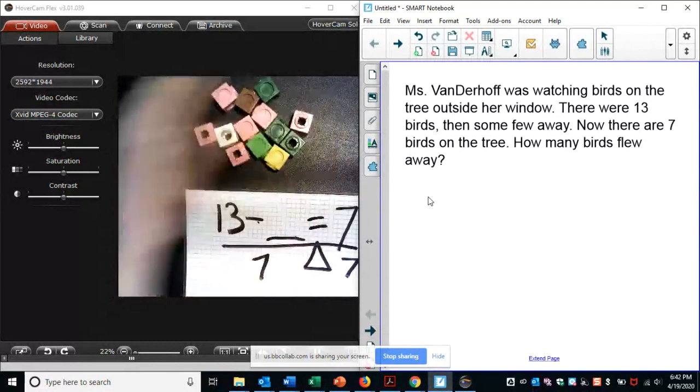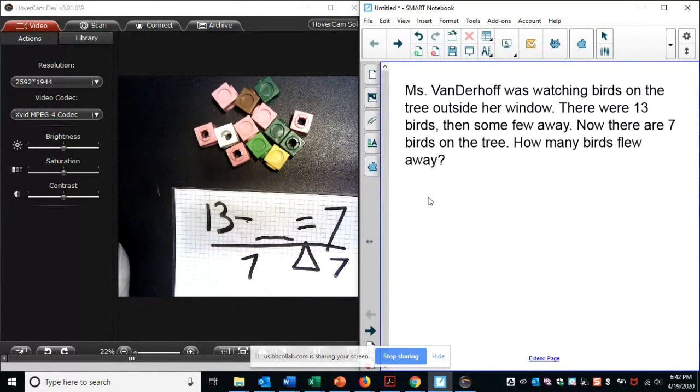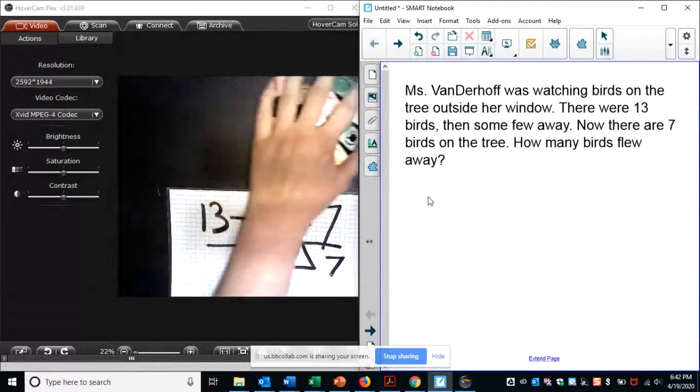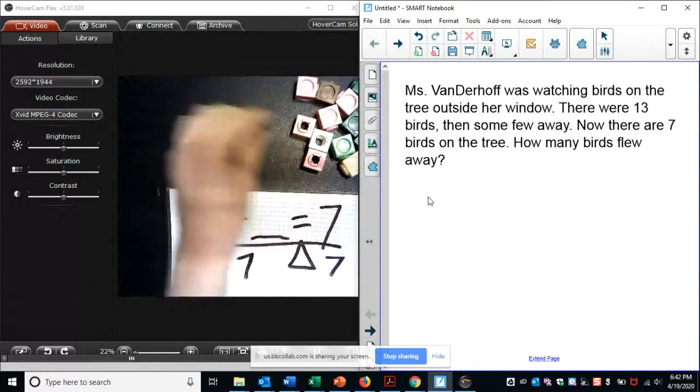All right, so I have 13 cubes here, and I know I take away some, and there's going to be 7 left. So let me take away, and I'm just going to count back from 13 as I take away, and when I get to 7, I'm going to stop, and that's going to tell me how many I've taken away, and I'll keep track. All right, so I'll put these kind of over here, and I'll put the ones I take away here. So 13 here, and I'll take a 1.